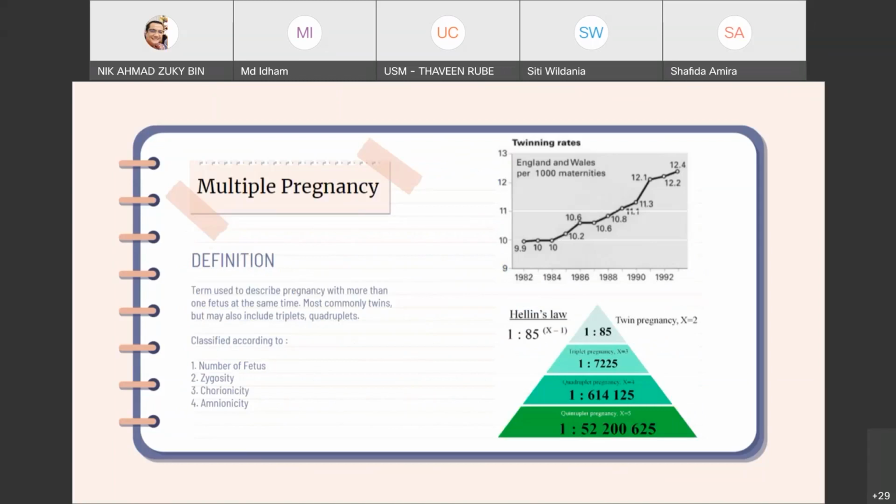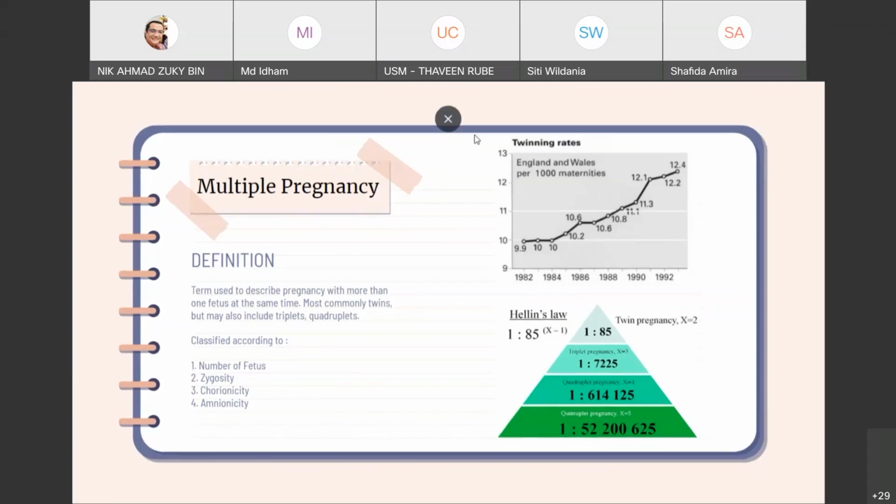So multiple pregnancy is a term used to describe pregnancy with more than one fetus at the same time, most commonly twins, but may also include triplets and quadruplets. So we also can classify multiple pregnancy by the number of fetuses, the zygosity, the chorionicity, and also the amnionicity.